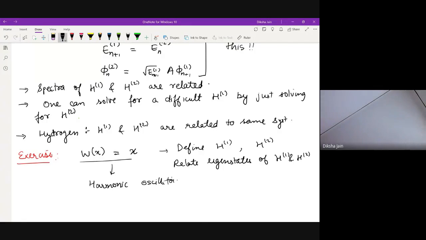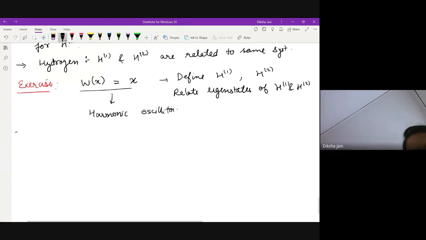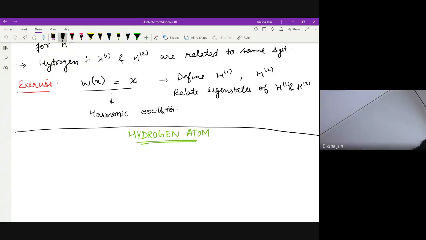Okay, only 7 minutes left. Let me just introduce the hydrogen atom thing, and then we will continue next time from there. But Diksha, how much time do you need for hydrogen? If it's 10 minutes more or something, then we can just finish it. It's not much of a big deal. I don't know how much detail I want to go into. Okay, let's see.